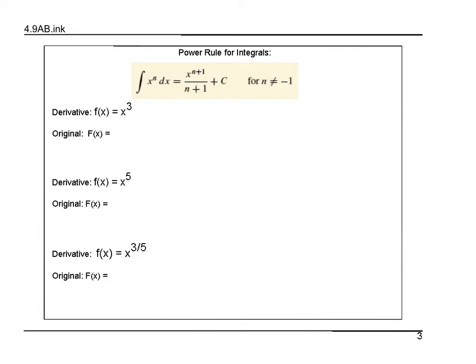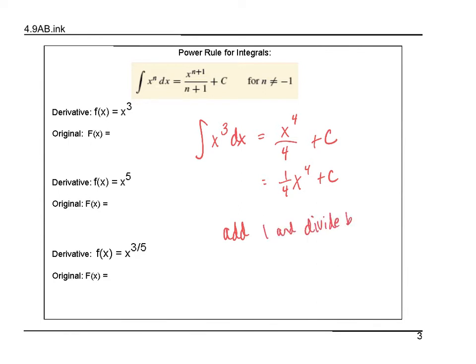So back to what the warm-up page was, just do the first one for you. If we integrate x cubed, dx would be the proper notation. Right, we add 1 to our exponent, and we divide by that new exponent. And we add c. So that's what the rule states. Or you can, of course, write it as 1/4 x to the 4th plus c. So add 1 and divide by the new. Right? It used to be multiply and subtract.